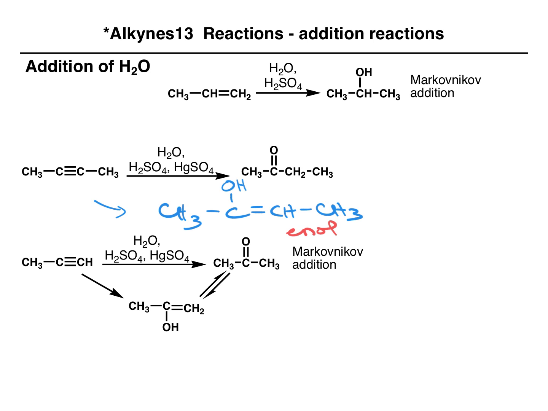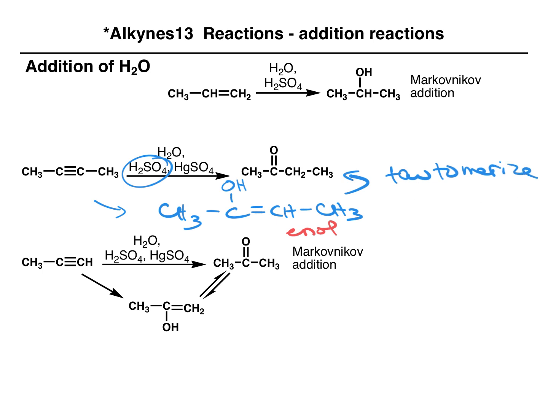So in general, an enol is a less stable isomer than the ketone. And so under acidic conditions, which is what we have here, the enol will automatically tautomerize to give the ketone.